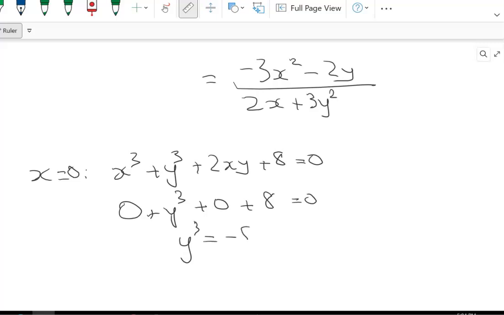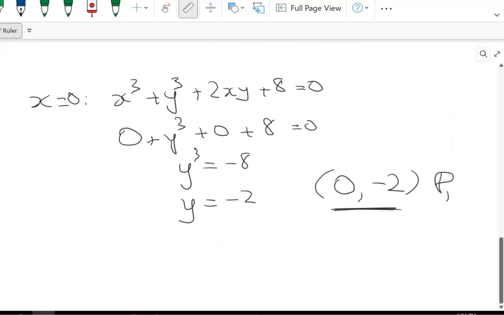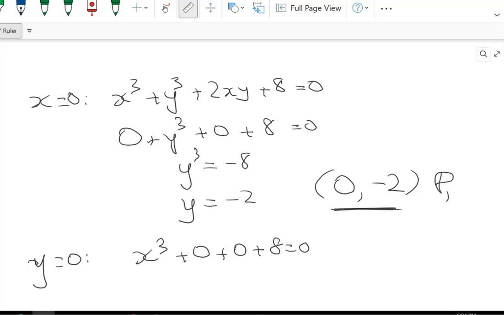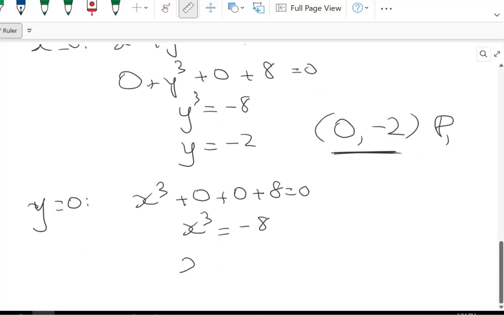y cubed is -8, giving us y is equal to -2. So the first tangent gradient that we're going to work out has got this point. We'll call that P1. The next one is where y is equal to 0. So we have x cubed plus 0 plus 0 plus 8 is equal to 0. And x cubed is -8, giving us this time x is -2. So P2, the second point, is going to be -2, 0.